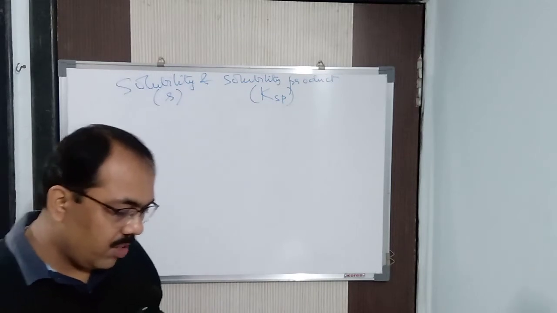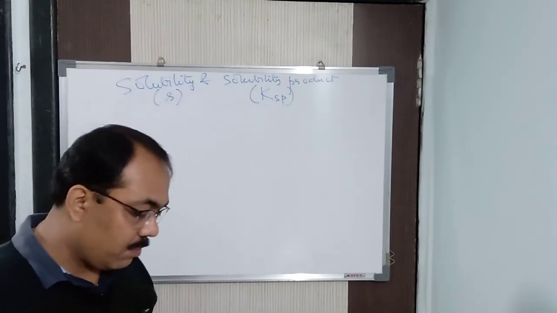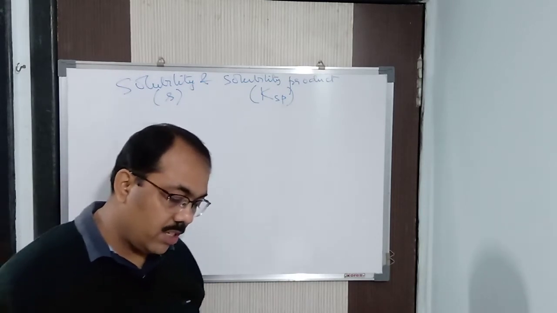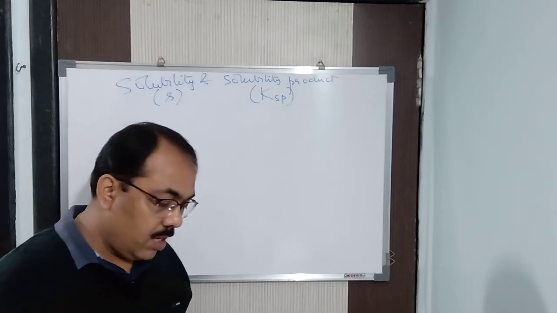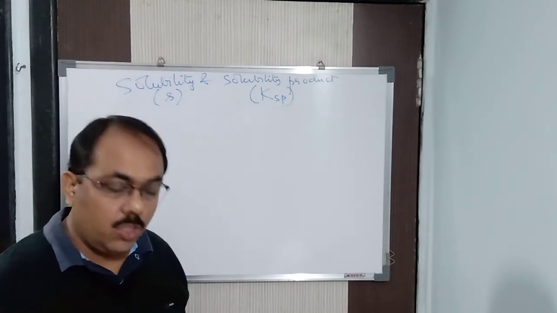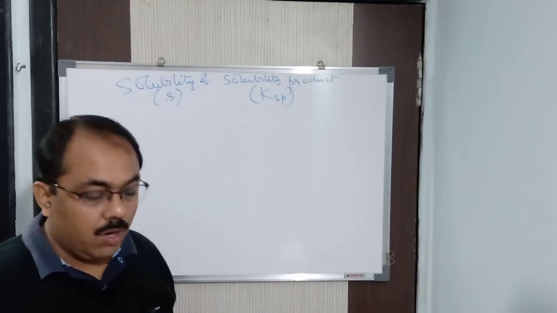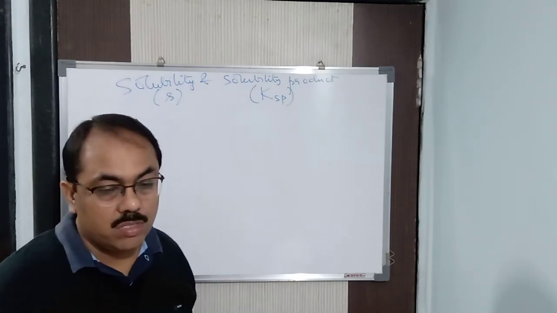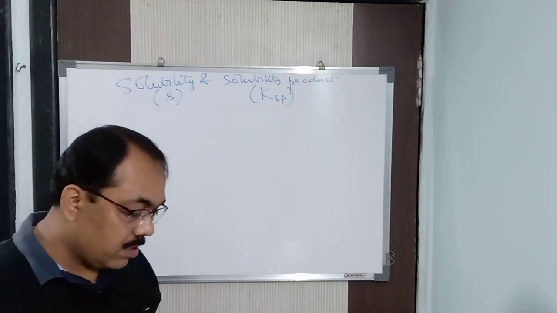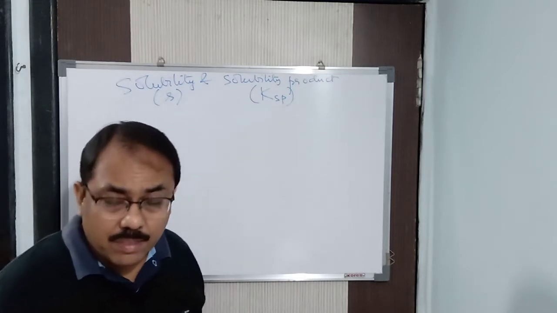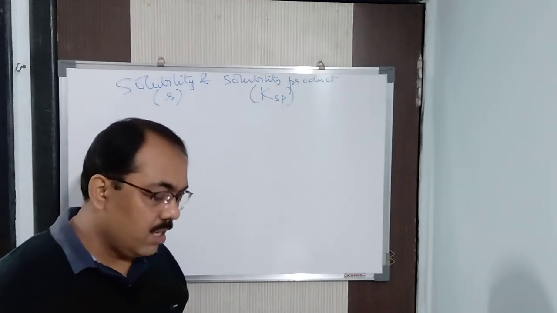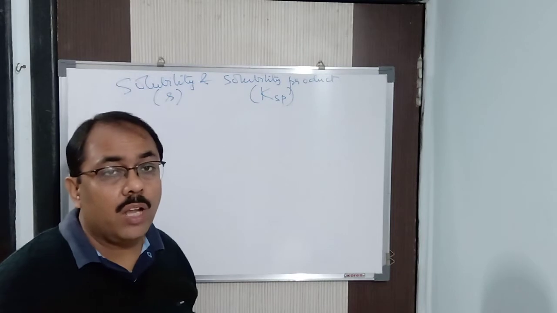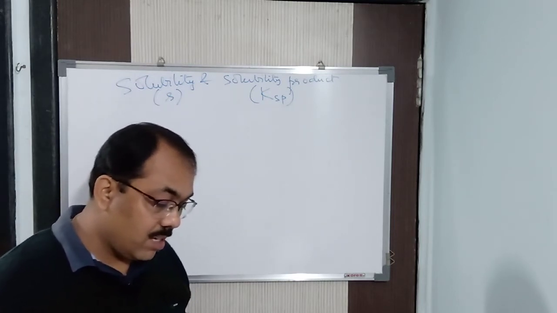So the solubility product of an electrolyte at a specified temperature may be defined as the product of the molar concentration of the ions in a saturated solution. Each concentration term is raised to the power equal to the number of ions produced on dissociation of 1 mole of the electrolyte. You can get this definition in the book also. Again I repeat, it is the product of the molar concentration of its ions in a saturated solution.